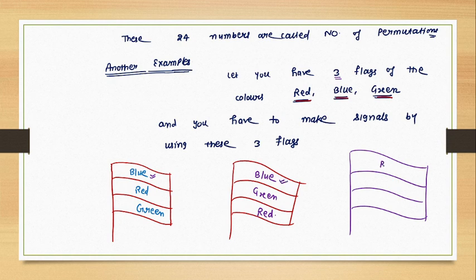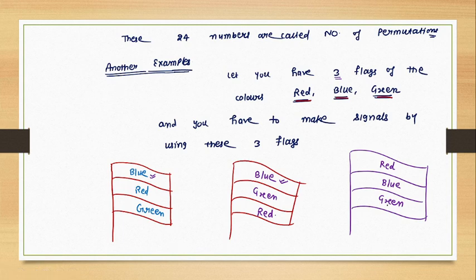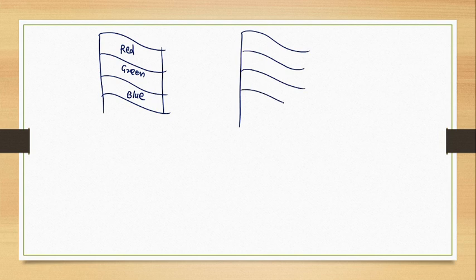Now you just start with red. You start with red and then write blue here and green here, and in the next page we would make another signal. We would start with red, and we had written blue and green. Now green and blue, this is a different signal. And now we can make another two signals.